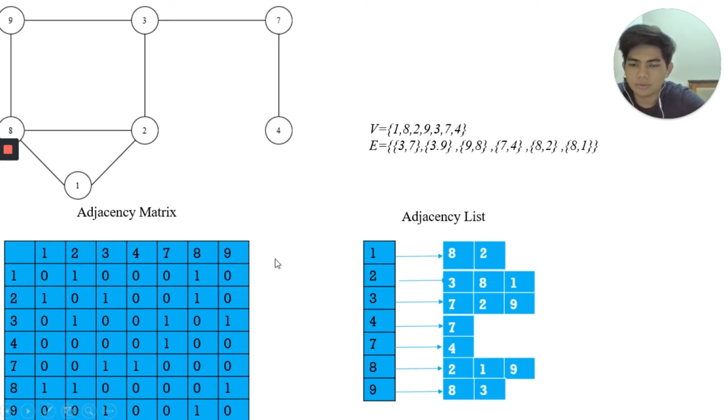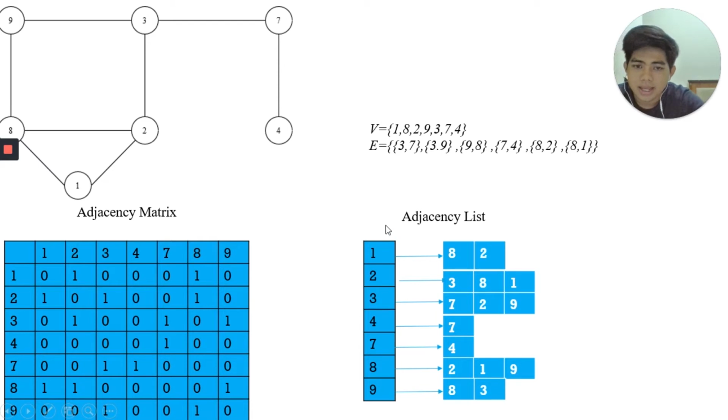In order to fill this table, we will look at whether two vertices are connected to each other with an edge. For example, 2 and 1 are connected to each other with an edge, so we will put 1. If two vertices are not connected to each other, we will put the value 0. For example, 3 and 1 are not connected by an edge, so we will use the value 0.